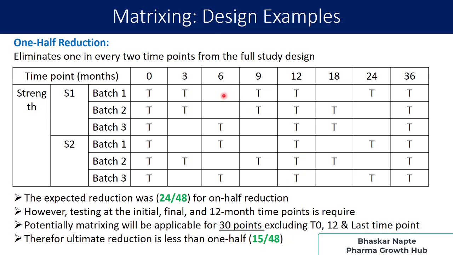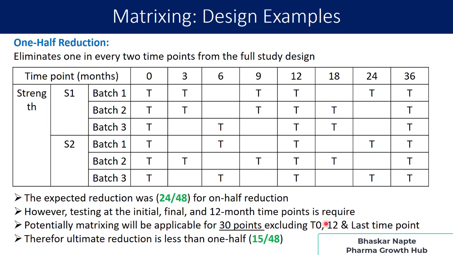For batch 1 in S1 there are 2 exclusions. 1, 2, then 3, 4, 5, 6 and 7. Right? 7 from S1 strength and then there will be 1, 2, 3, 1, 2 and 1, 2, 3. So 8 from the S2 strength. So 7 plus 8 becomes 15. So I got omission of the 15 time points out of the expectation of 24 time points.